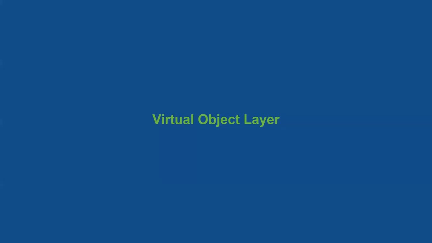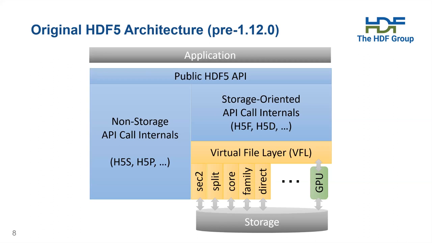So the virtual object layer. The original architecture that we had for the library is you have this public API, and then underneath it, there are non-storage calls that deal with in-memory things like data spaces and property lists. But then there are also storage-oriented calls like H5Fcreate, H5Dcreate, things that create and work with files and datasets and groups and named data types. And then underneath that, there's a virtual file layer that allows you to take the offset, length and buffers that we use to write out to storage and translate those to different types of file operations, or to remap the logical linear address space into separate physical files, as we do with, say, the family virtual file driver.